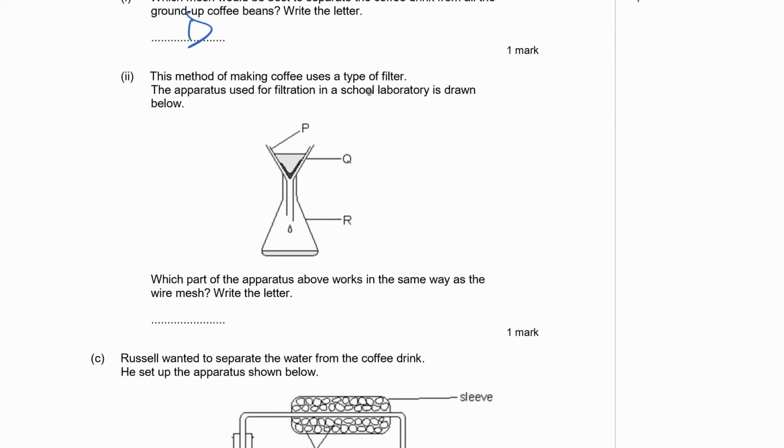The method for making coffee uses a type of filter paper. The apparatus used for filtration in a school laboratory is drawn below. So again, conical flask, funnel, and filter paper. Which part of the apparatus above works in the same way as a wire mesh? So that is P, and this is the filter paper.